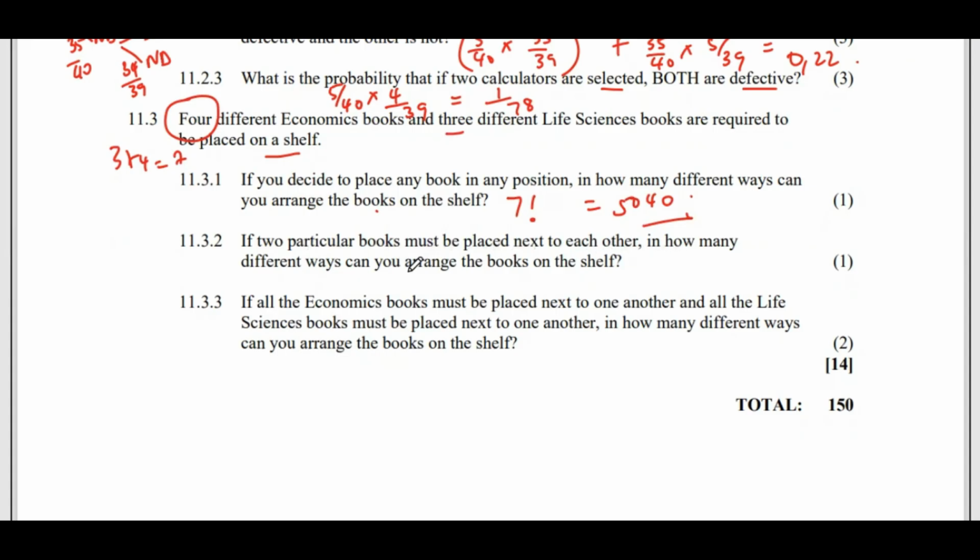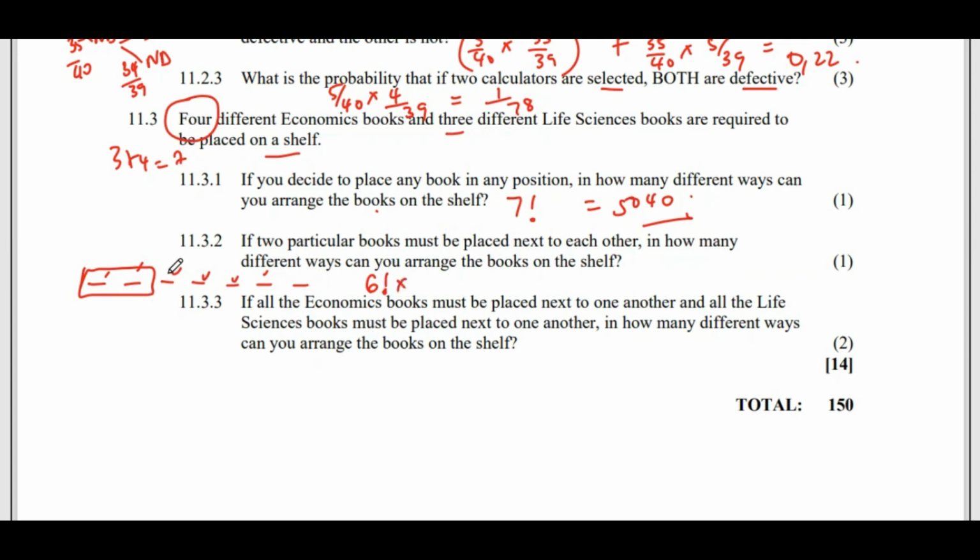Then they're asking us that if two particular books must be placed next to each other, in how many different ways can you arrange the books? So if we have 1, 2, 3, 4, 5, 6, 7, they're telling us if two books can be placed together, in how many positions can we place them? So it's going to be position number 1, position number 2, position number 3, position number 4, position number 5, position number 6. So in other words, we shall have 6 different positions to place these two books.